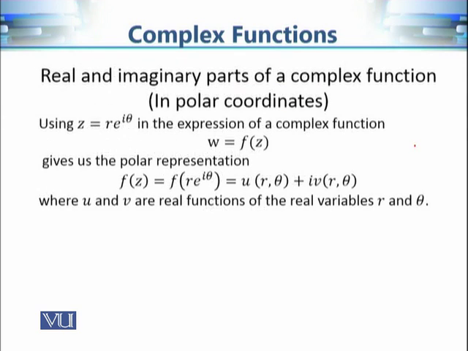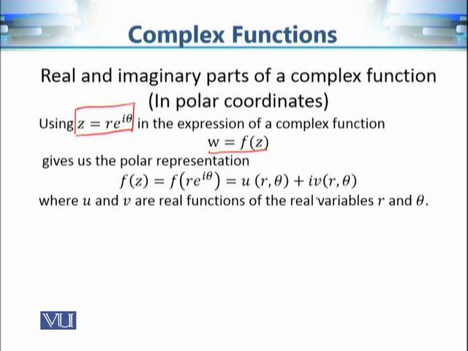Now we know that a complex number can be written in the Cartesian form x plus iota y, and it can also be written in polar form, and in particular it can be written as r into e raised to power iota theta, where theta is the argument and r is the modulus. Now if we have this form of the complex number, then what will be its effect on the form of complex valued function? Now if we are given a complex valued function w is equal to f of z, then replacing z is equal to r e raised to power iota theta, this gives us u of r theta plus iota v of r theta.